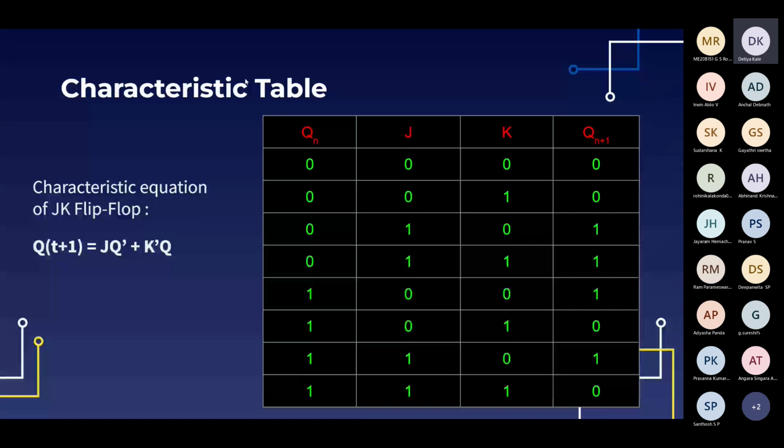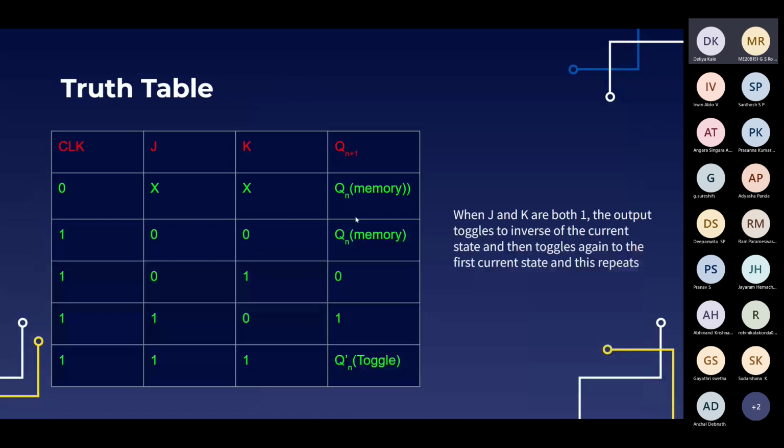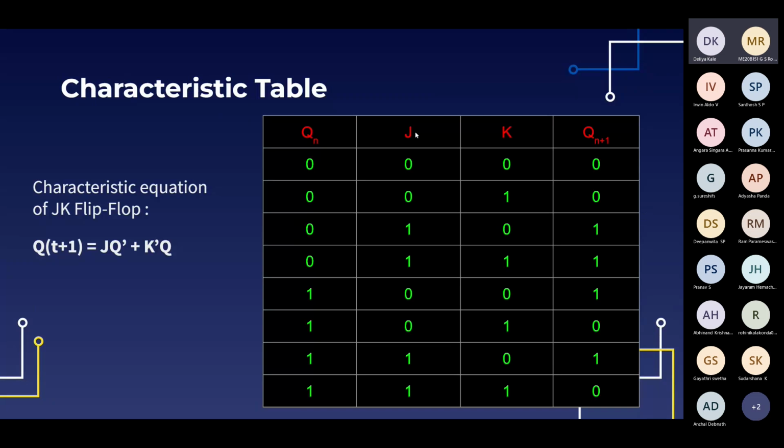Now looking at the characteristic table, a characteristic table is nothing but when you have Q1, JK and Q1 plus 1. As you see, when J and K equal 0, we saw that the next state will be equal to memory. So similarly, when J and K both are 0, Q1 plus 1 will be the same as memory, which is Q1.